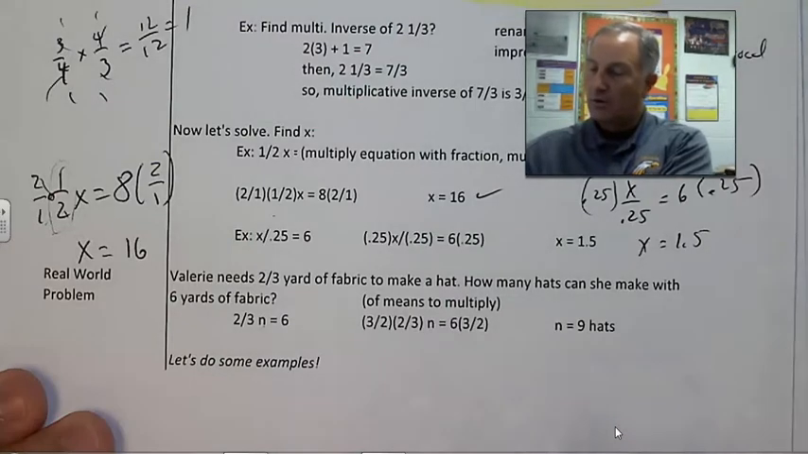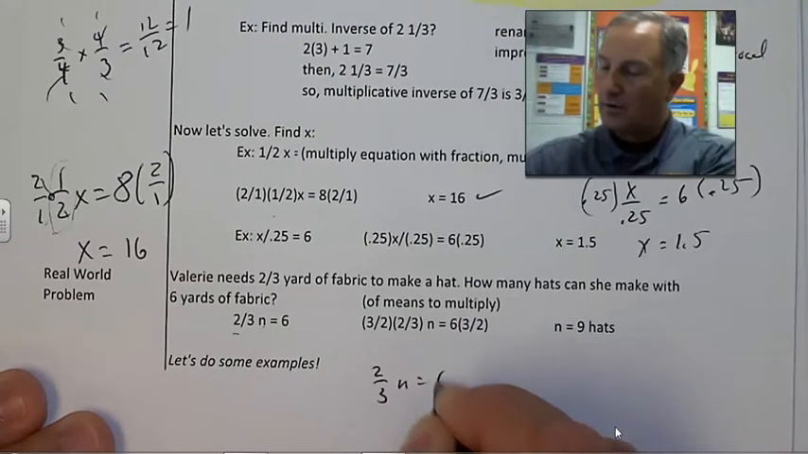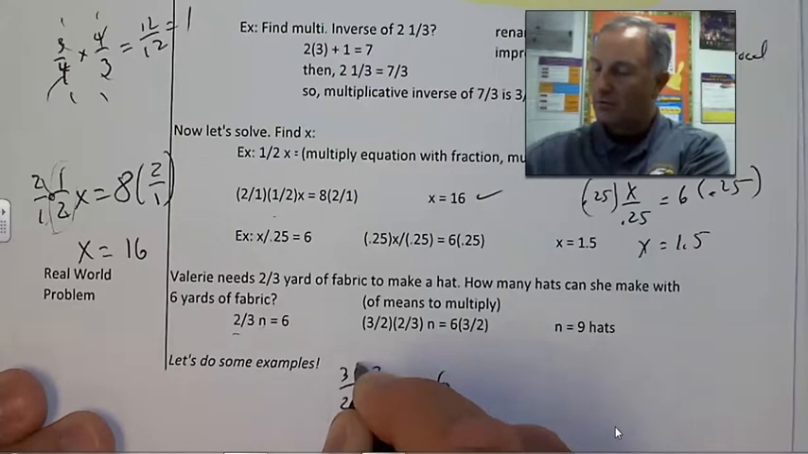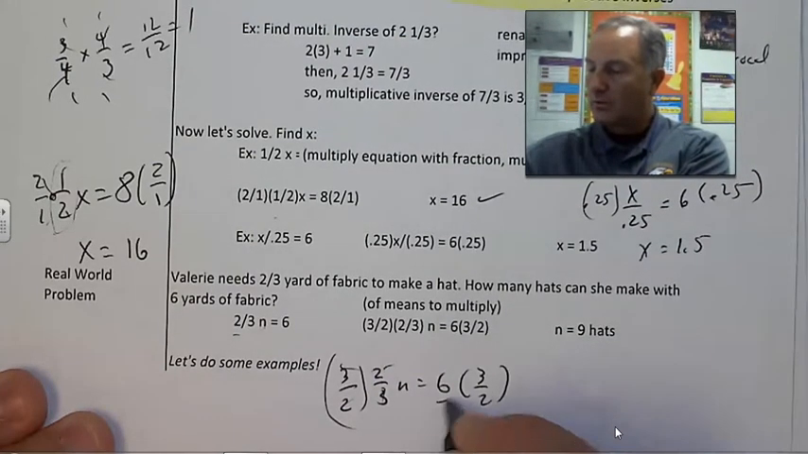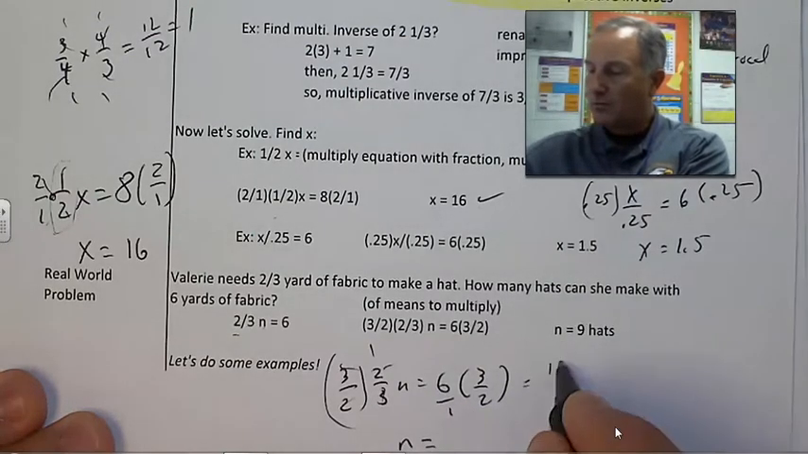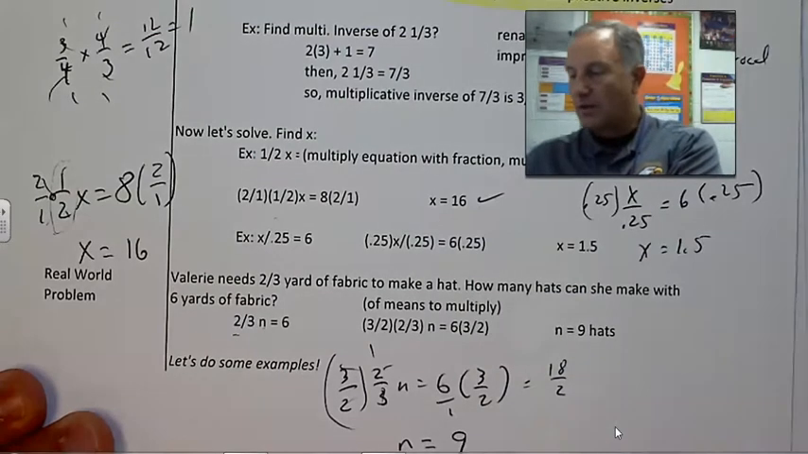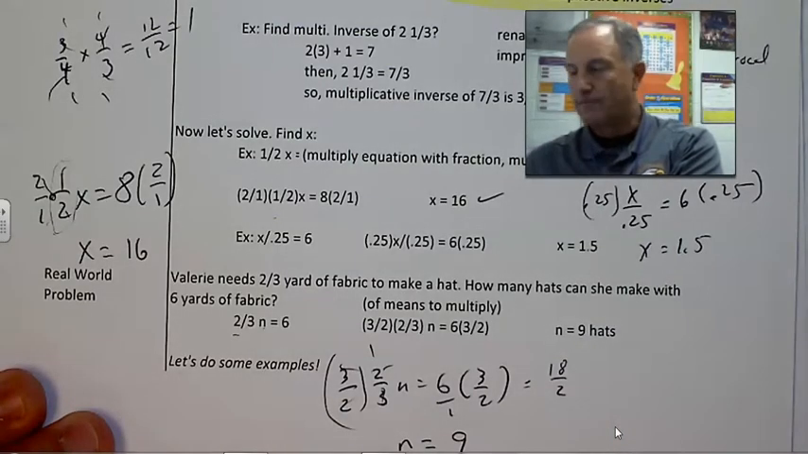So if this is 2/3 n, guess what we're going to multiply with? Its reciprocal, 3 over 2. Everything cancels out. 3 over 2 here, remember you put the 6 over 1. You get 1 in here because that's 1. 18 over 2 is 9. So you get 9 pieces that are 2/3 of a yard each out of a 6-yard sheet of fabric. Okay? Let's look at some examples.